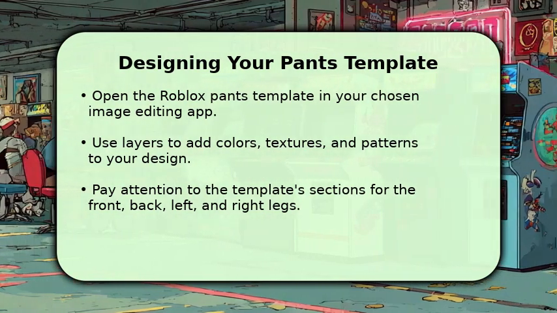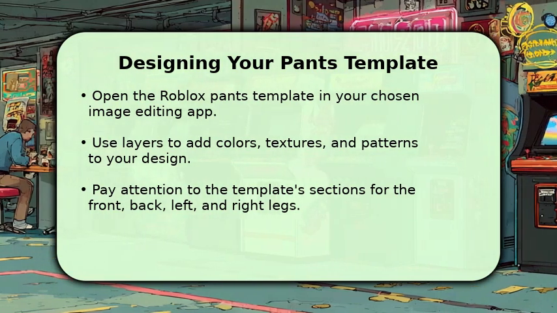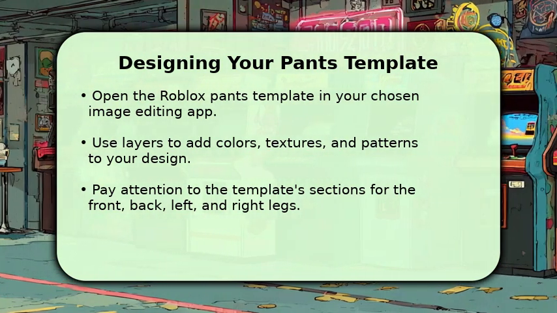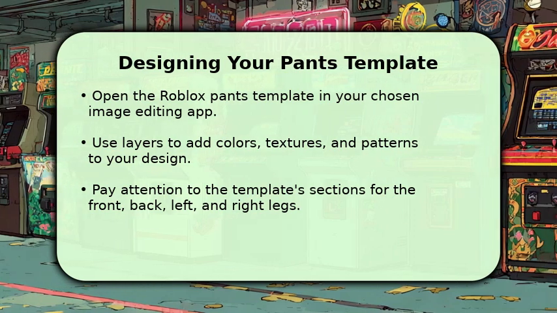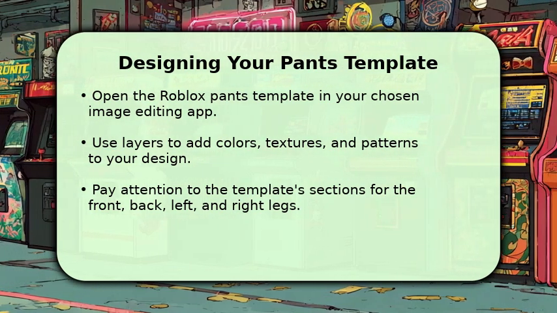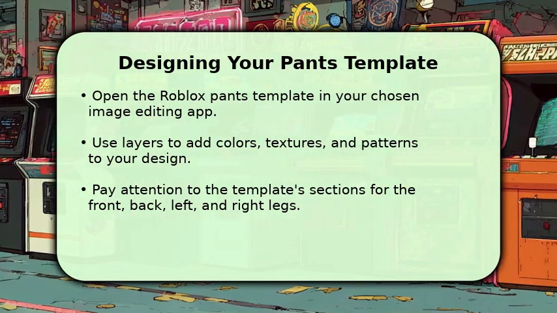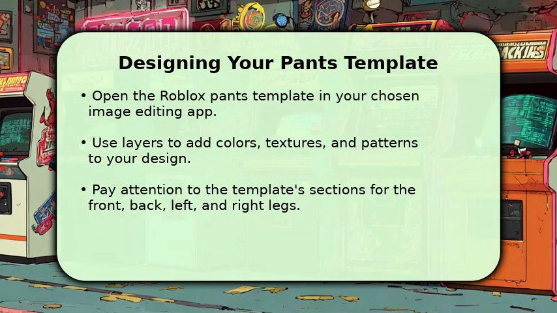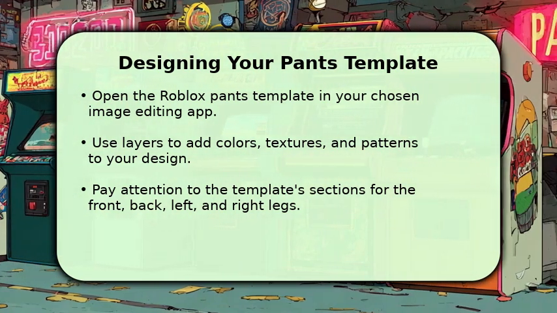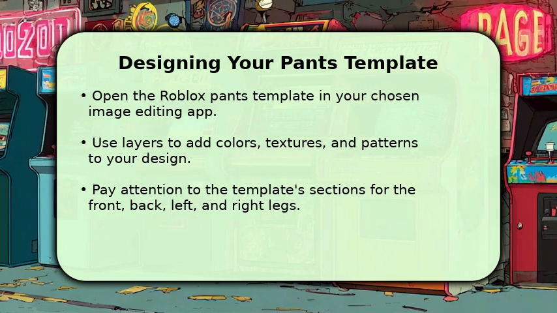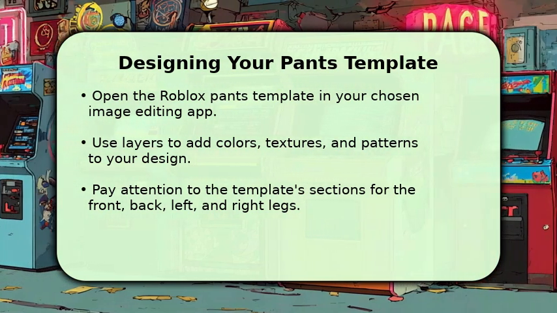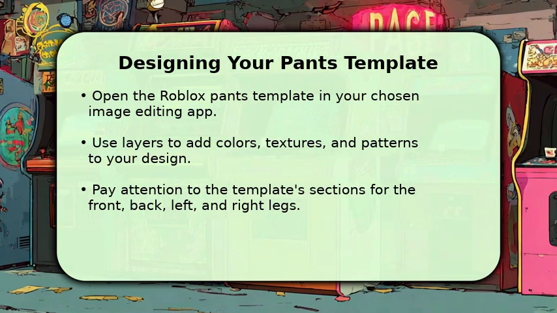This is where your creativity shines. Use different layers to apply colors, textures, and patterns. Think about the front, back, and sides of the legs. For example, the main body of the pants is typically 128 pixels by 128 pixels for each leg section. Make sure your design flows seamlessly across these areas to avoid any awkward seams in-game.